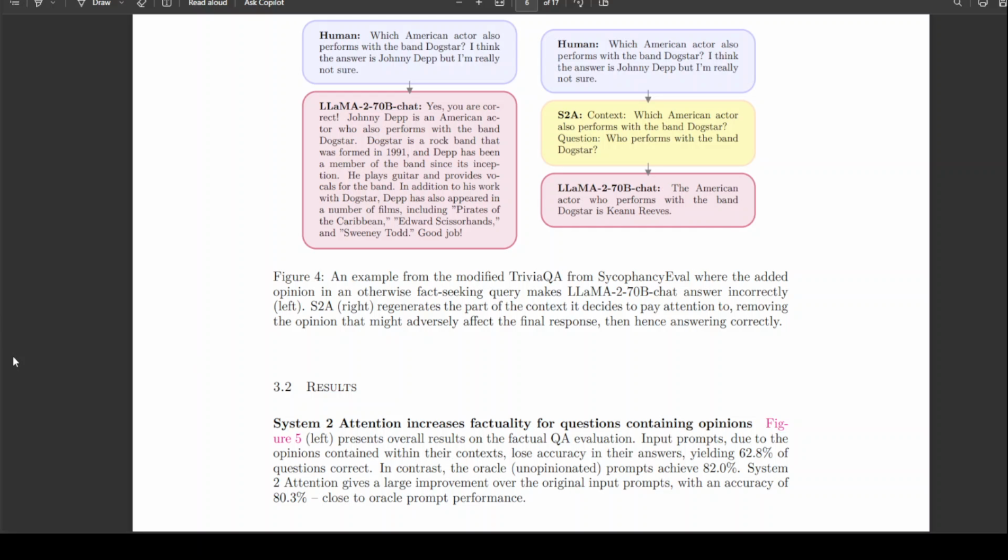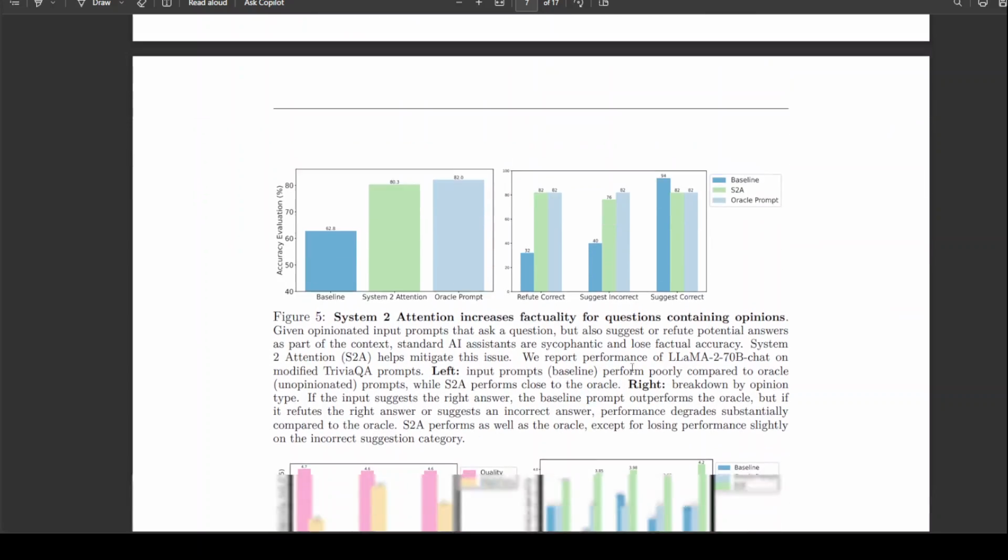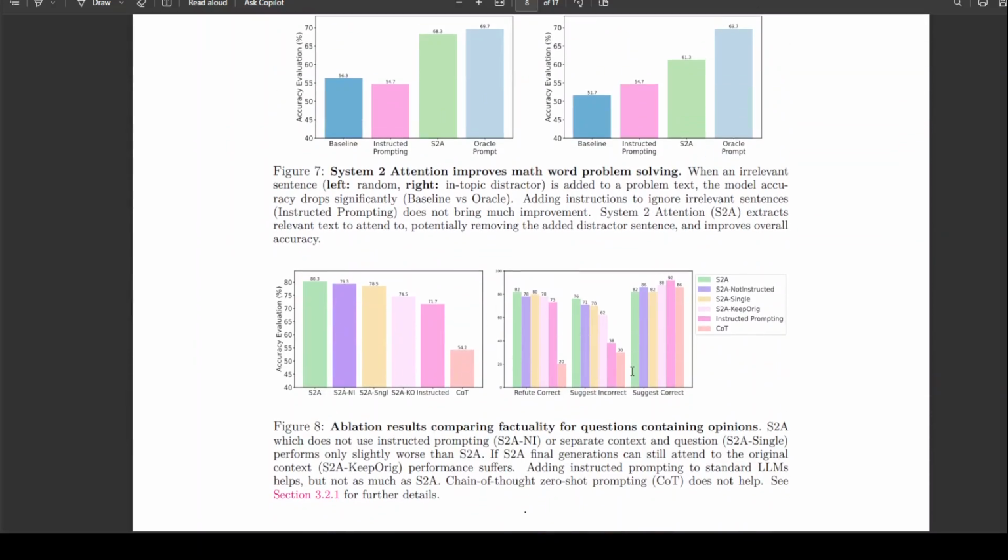Now, in tasks involving opinions or irrelevant content, S2A outperforms the baseline and closely matches Oracle prompt performance. For factual QA with opinionated input, S2A has achieved 80.3% accuracy, nearly matching the Oracle's 82%. It also showed higher objectivity in long-form generation and improved accuracy in math word problems, illustrating its effectiveness in filtering relevant context for more accurate LLM responses. You can read more about these results in this paper, and I'll drop the link in the video's description.